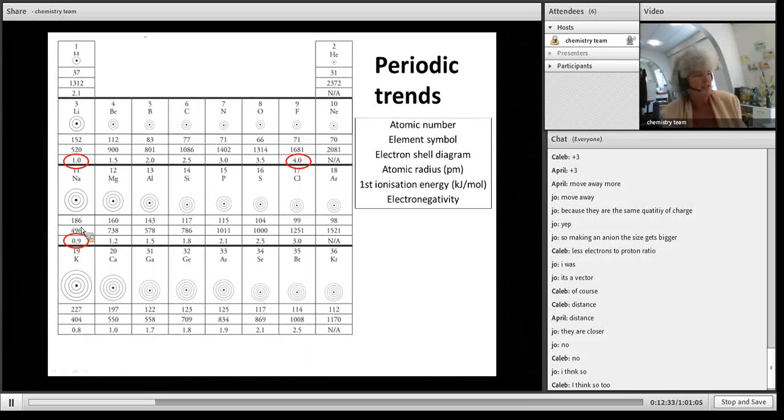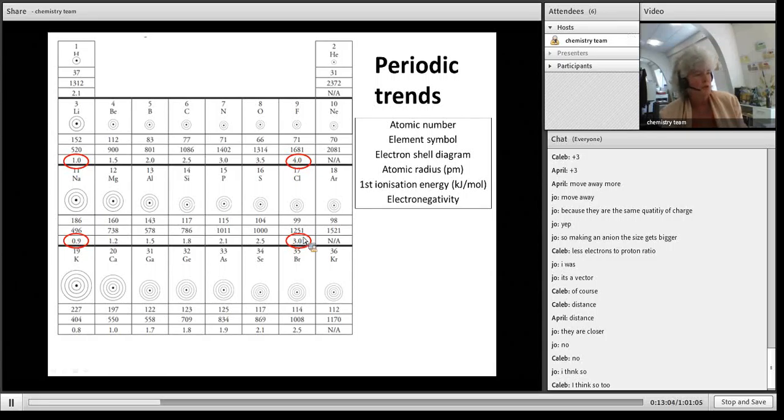Because there's no change in shielding, there's a much bigger effect going across because you're adding protons, but there's no change in shielding. If you go down, you're adding protons, but you've also increased that shielding a lot. I think you saw that with that magnesium going from a nuclear charge of 12 to 2. So there's not much change there, but across there is still a big change.